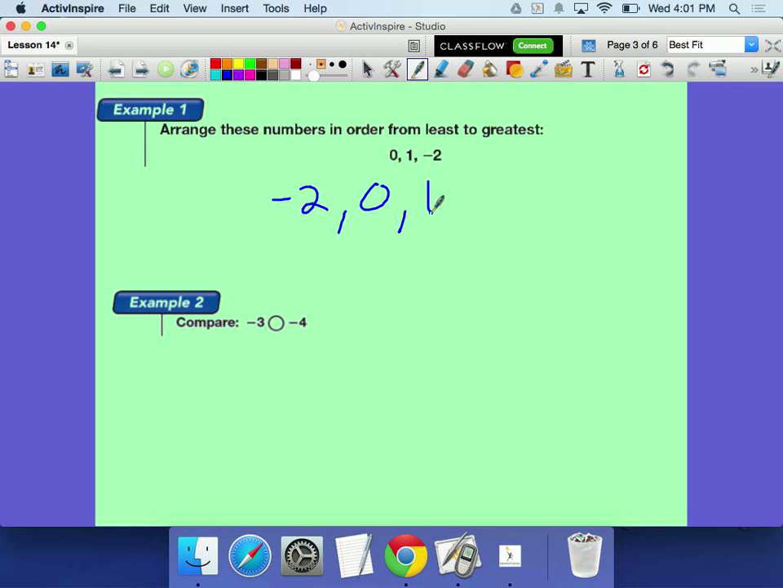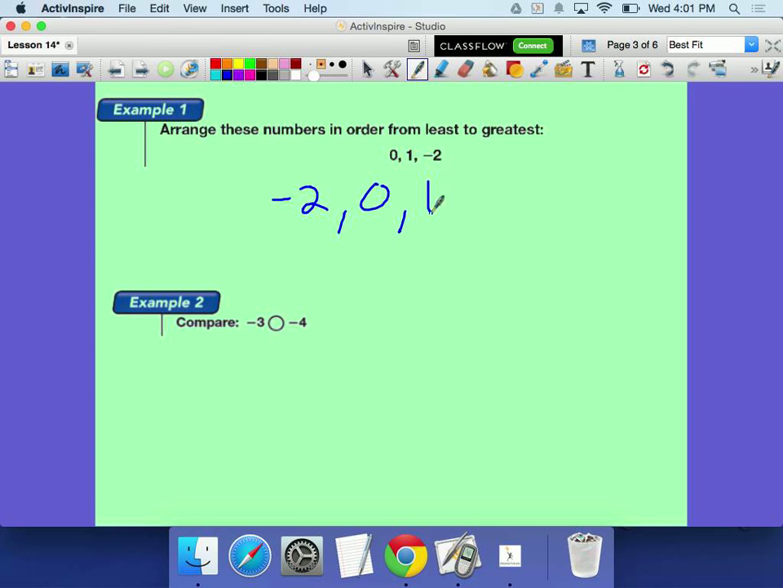Now, if we look at example 2, we're comparing two negative numbers. Just like positive numbers, the bigger number is greater. In this case, when we have negative numbers, the closer you are to 0, the bigger you are. Okay? So it's the complete opposite of positive. For positive numbers, the bigger the number, the bigger we get. For negative numbers, the bigger the number, the smaller we're going to get, or the farther away from 0 we're going to get that way.